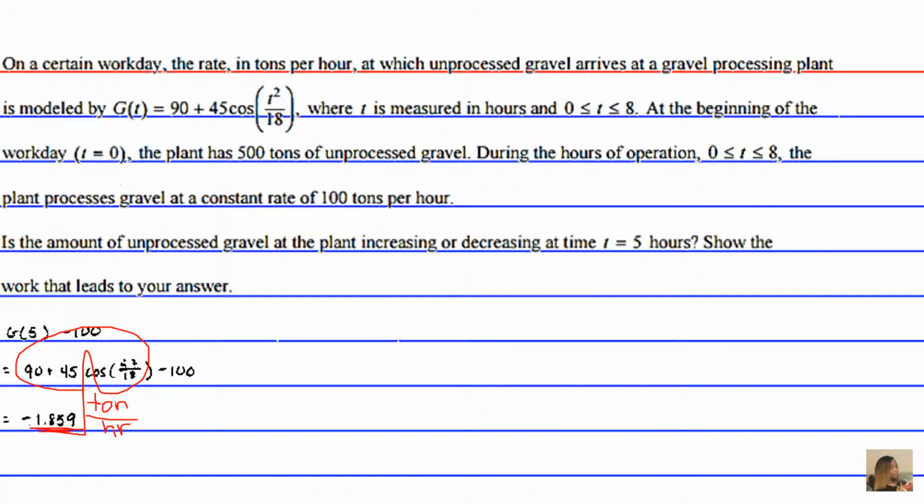Because the difference between the arrival and the constant processing rate that doesn't change is negative 1.859. Sorry, I'm being a little dyslexic here. And if this were positive, that would mean that the amount of gravel arriving is starting to accumulate, which is generally not a good sign.